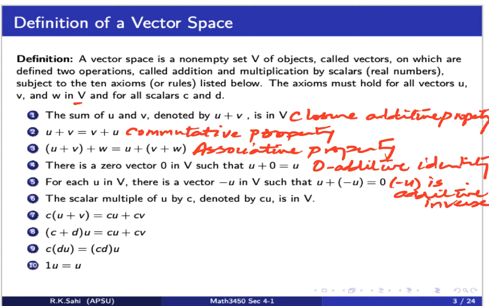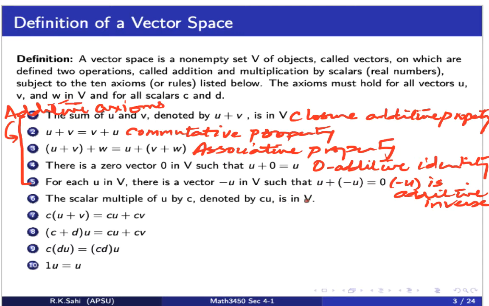Okay, so these first 5 properties are related to the addition operation. So we call these first 5 the additive axioms. Now let's look at the next 5. The next 5 are related to scalar multiplication. So for the first one, you have a scalar. If you multiply any vector u in the non-empty set V by any scalar, we denote it by Cu.